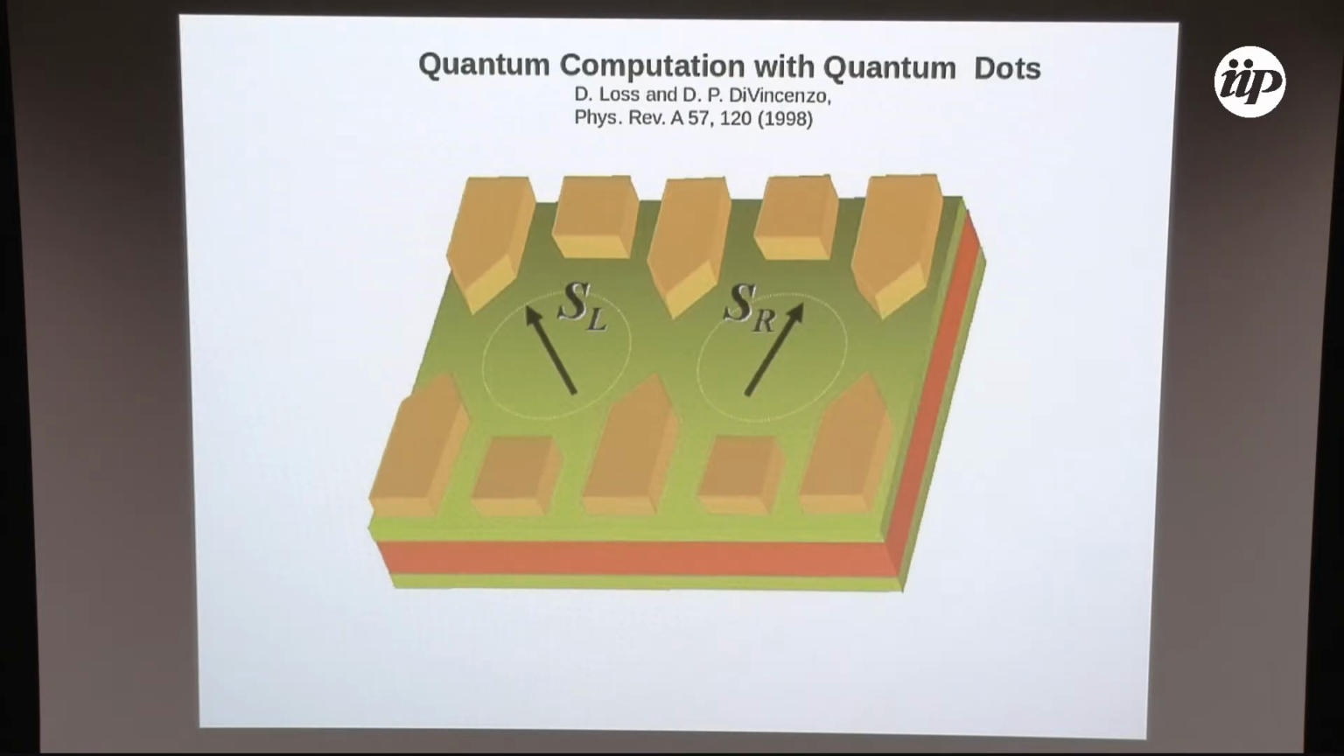Okay, and this is the first proposal to use quantum dots for quantum computation. This is done by Loss and DiVincenzo. Okay, they show that it's possible to perform logical gates playing with the exchange coupling between single spins in each quantum dot.